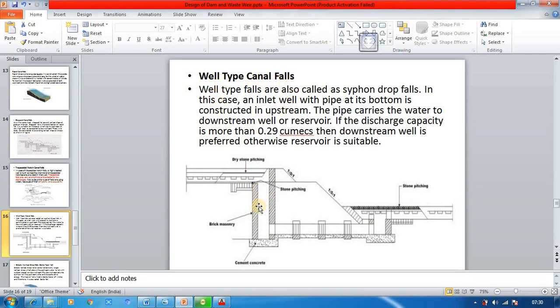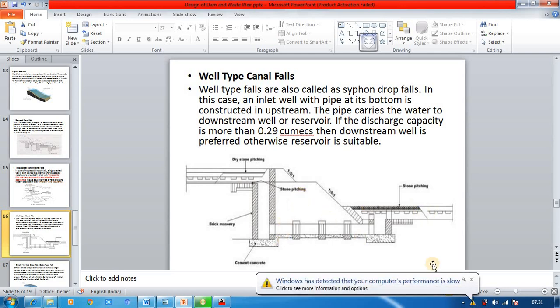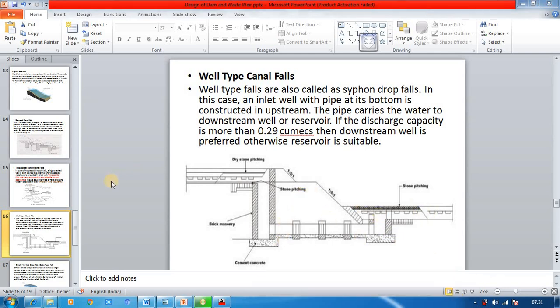Similarly, another type of canal fall is the well type of canal fall. In this one you will have an upstream well as well as a downstream well, and water will be allowed to flow into this well, so that the energy will be dissipated, and then it will flow like this, and it will be raised up. Here the energy dissipation will take place, because of the raising up, and the water will become stagnant, and gravity flow can take place.